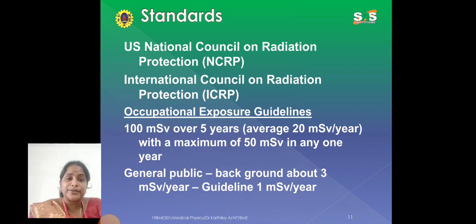Here the occupational exposure guidelines involve 100 mSv over 5 years, an average of 20 mSv per year with a maximum of 50 mSv in any 1 year. For the general public, the background is about 3 mSv per year, and the guideline of 1 mSv per year is recommended for the general public also.